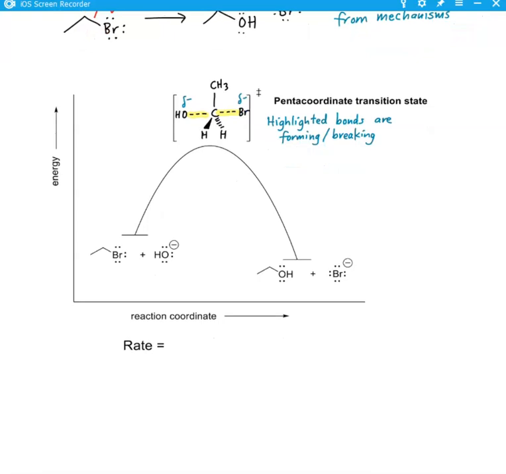Now the rate of the reaction. For an SN2 reaction, remember this is bimolecular. So the rate is going to depend on the concentration of 2 species. So the rate law for an SN2 reaction is that the rate is equal to the rate constant k times the concentration of the nucleophile times the concentration of the electrophile.